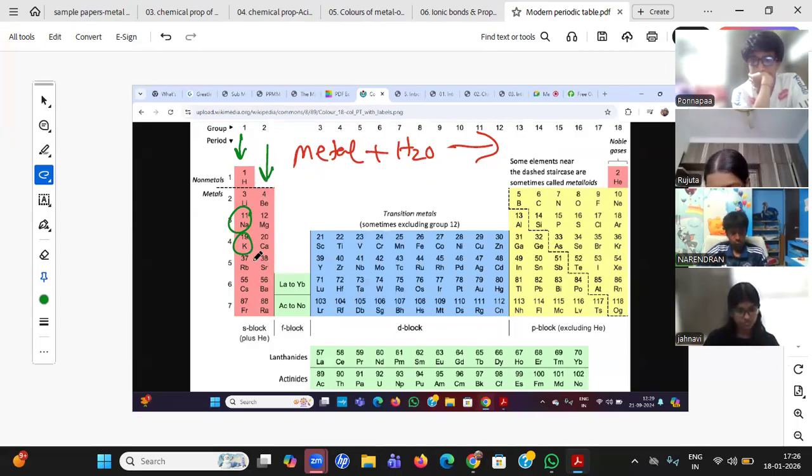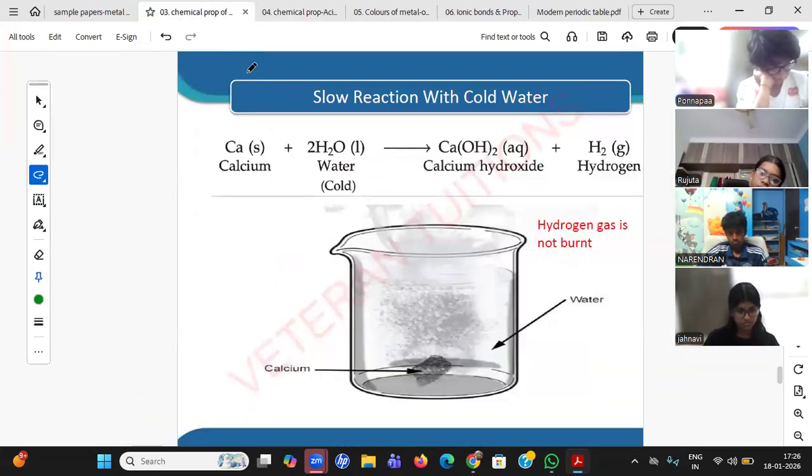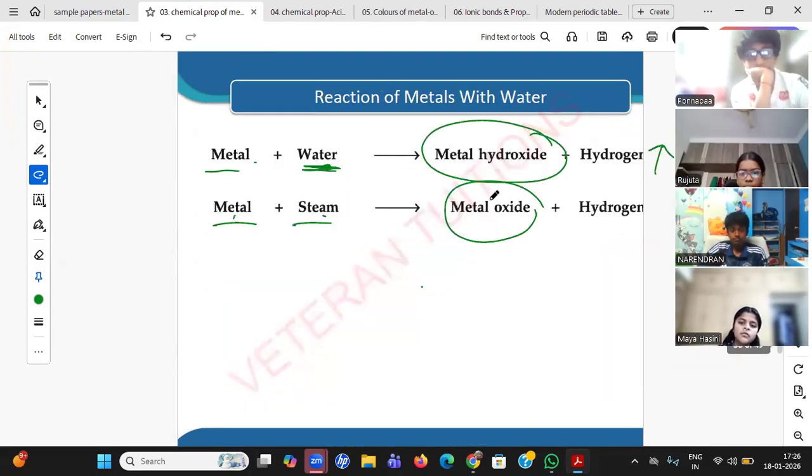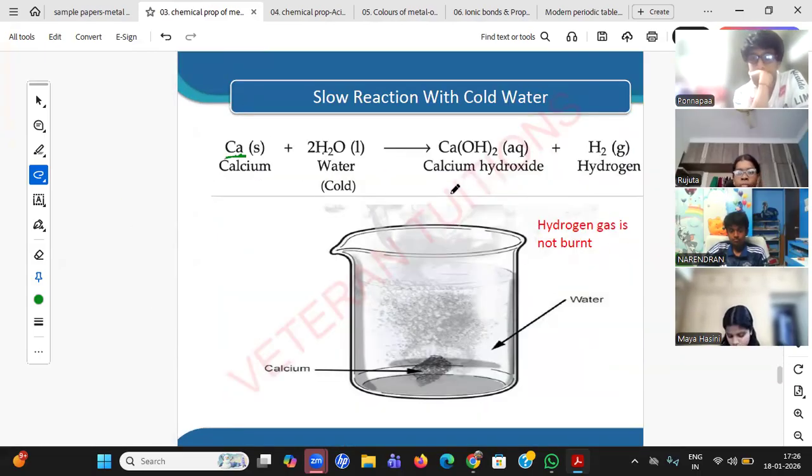Let us see. So students, in the second group, only calcium will react with the cold water. So that's what I said, some exceptions, right? Metal plus water gives metal hydroxide, the formula still remains the same, plus hydrogen gas.